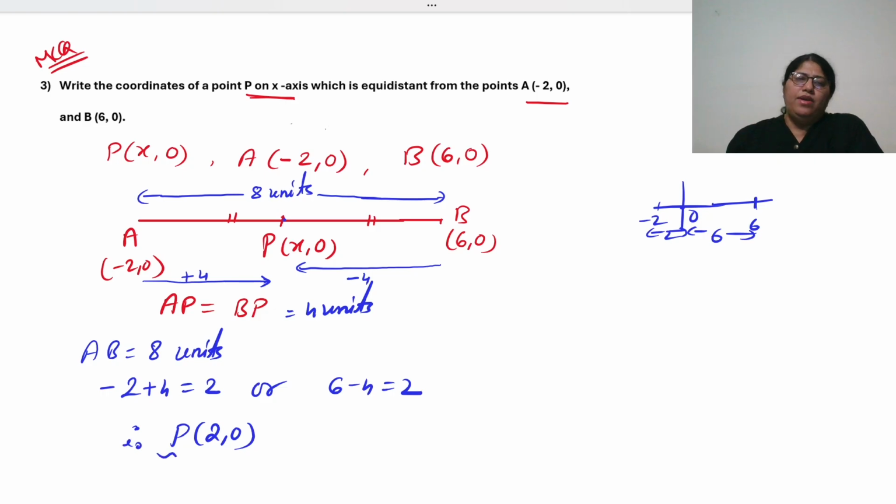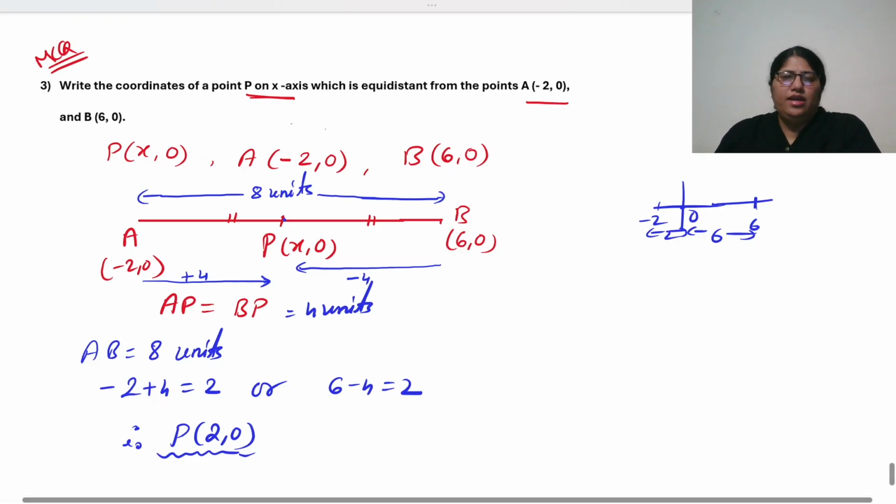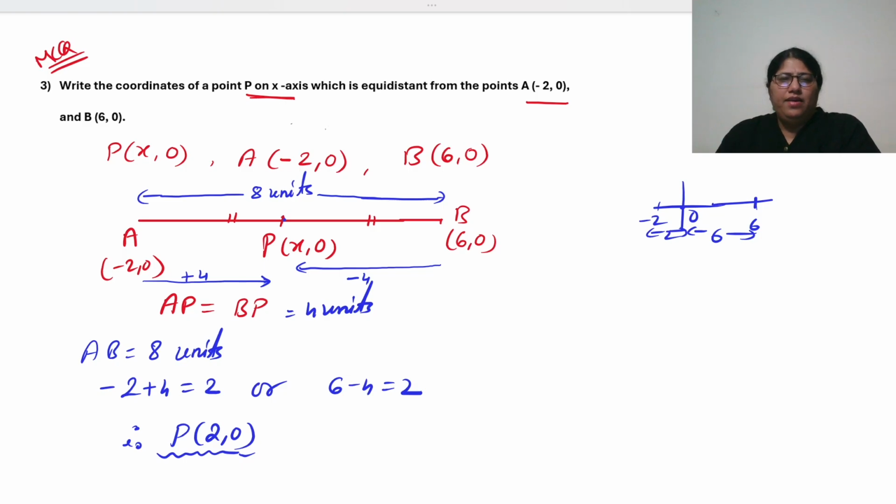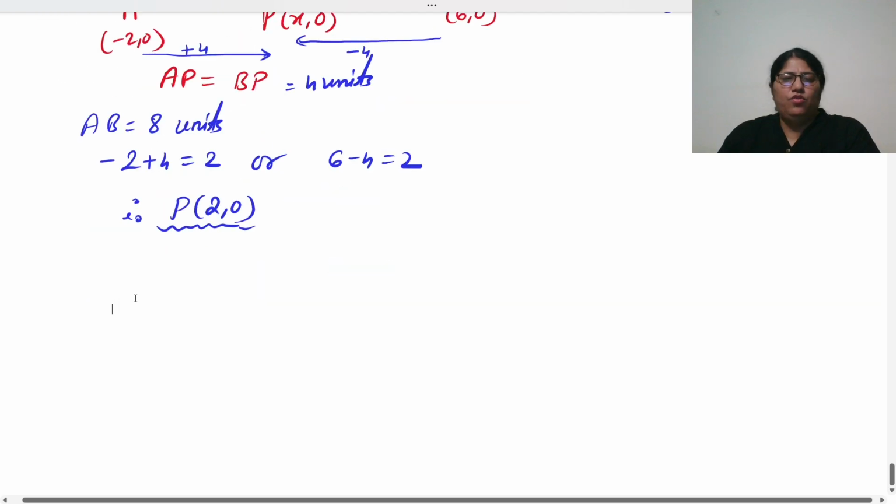We don't need to use the distance formula here because all the three coordinates are on the x-axis. So we can get a direct answer here, right? Let us go for the next question here where we use the distance formula to solve the question, right? So let us go for the next, fourth question. What does it ask for? Here, question number 4.